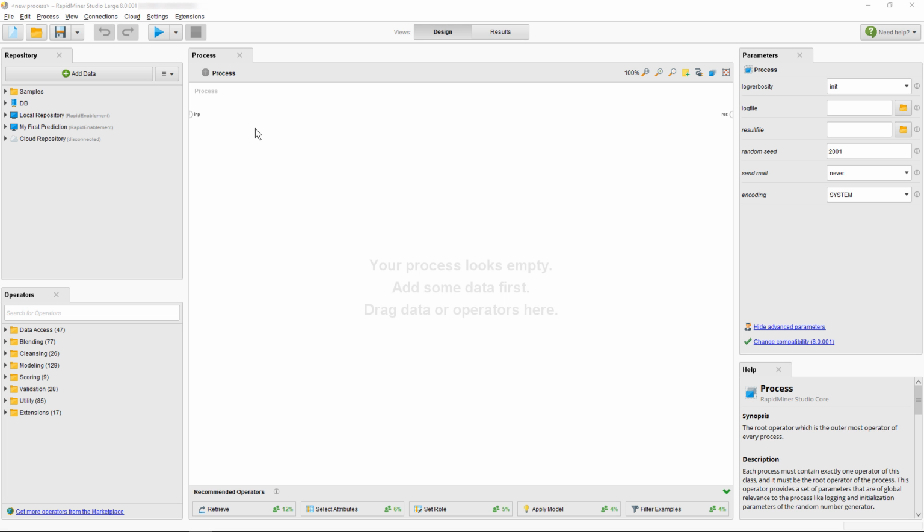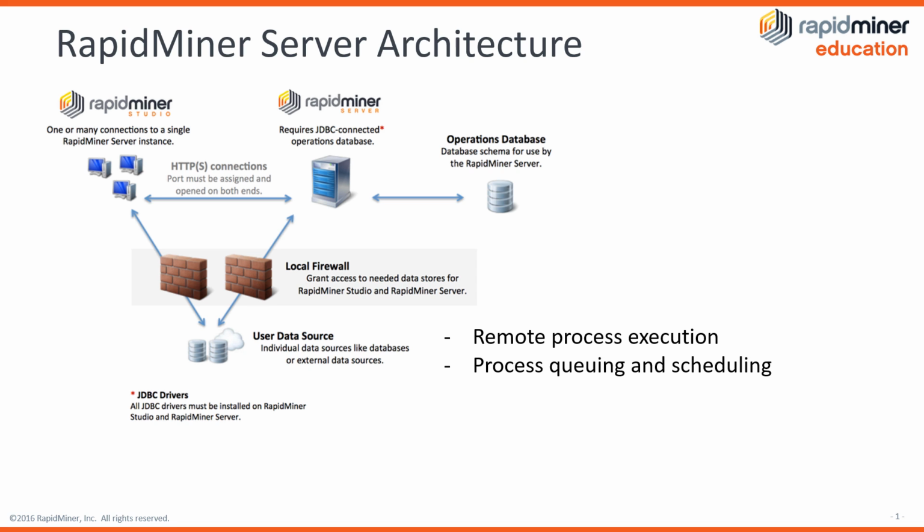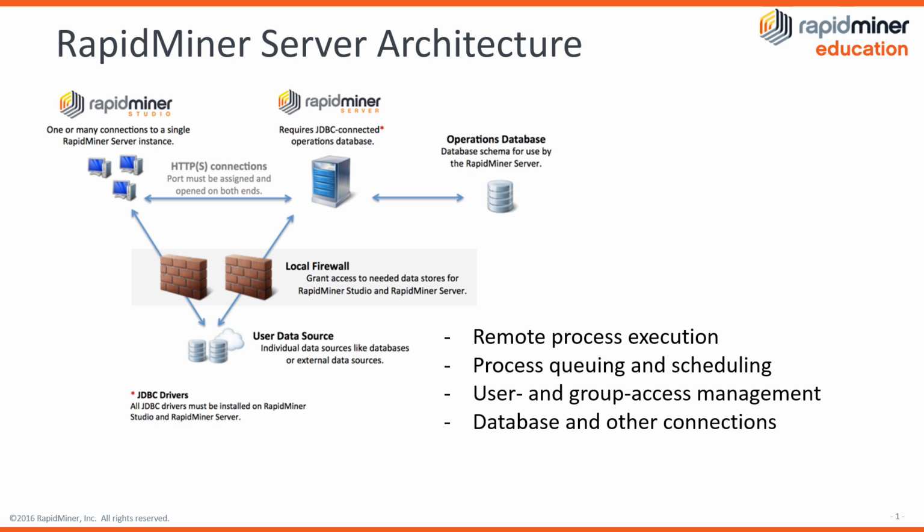Welcome to this Getting Started tutorial on how to connect and submit analytics processes to the RapidMiner server. The server allows you process execution, queuing, and scheduling in your secured enterprise environment. It also includes, besides other features, user and group access management, connection setting, and other security and integration features, such as single sign-on and LDAP.